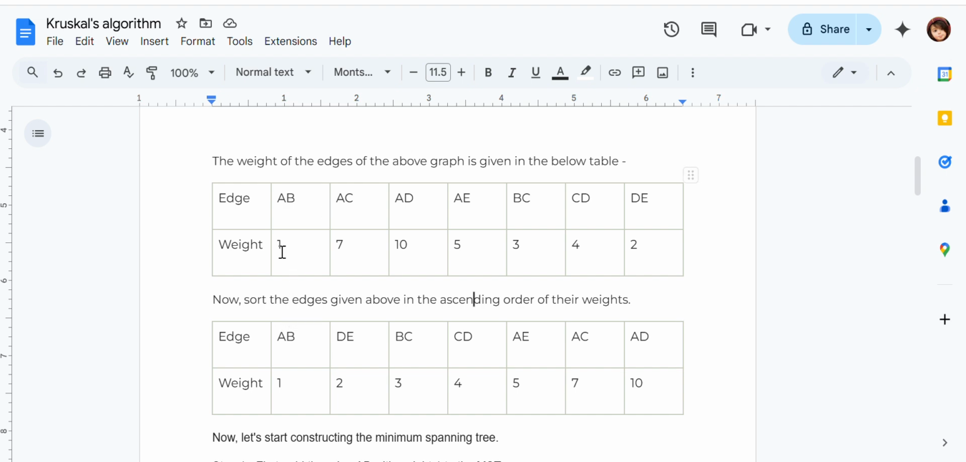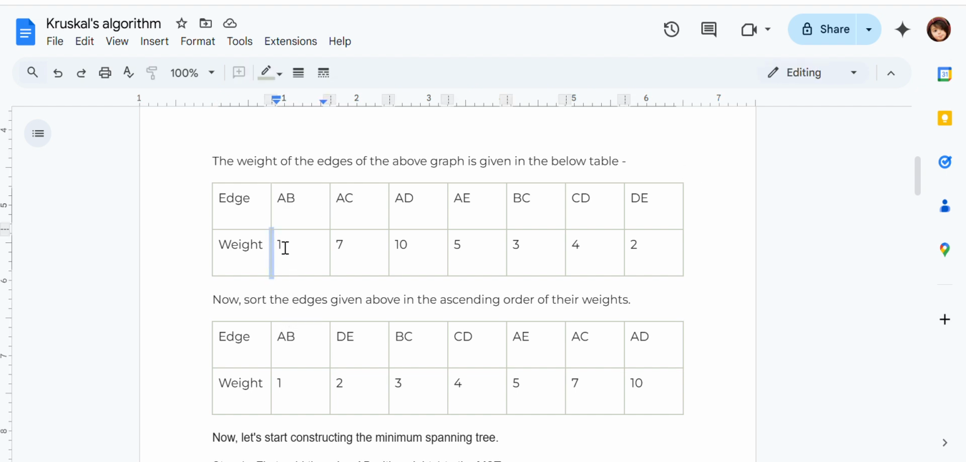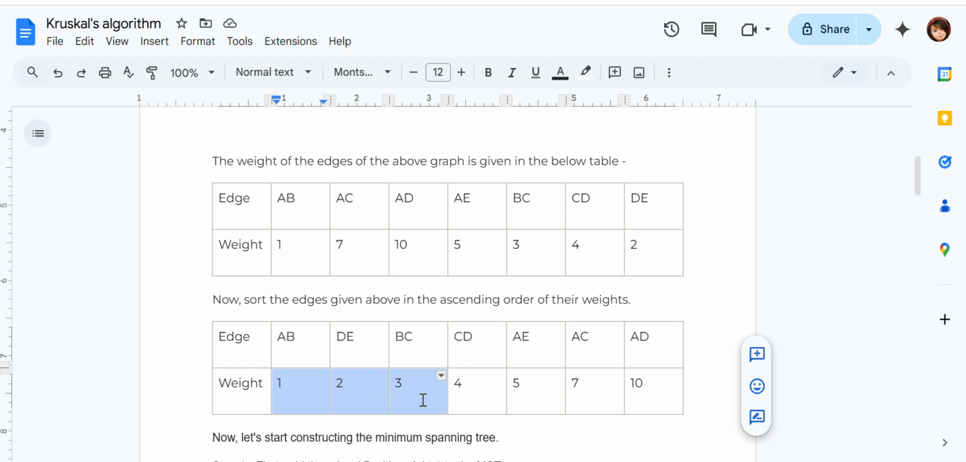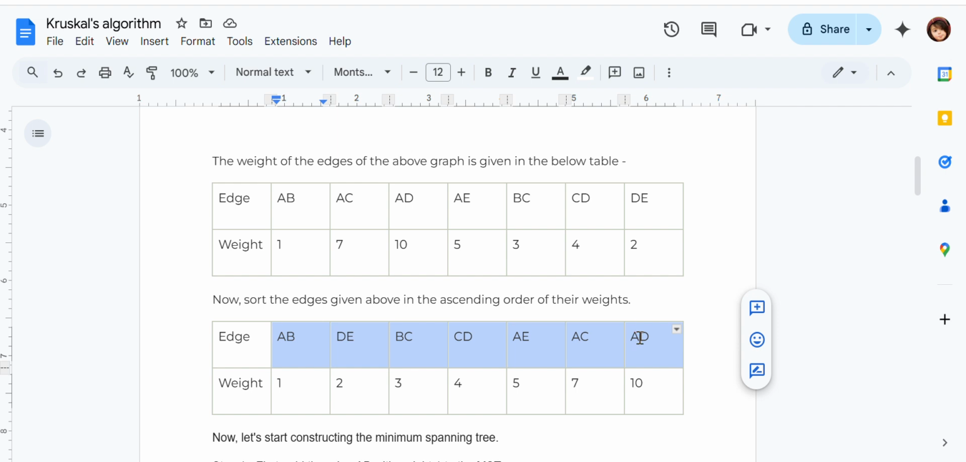So now you have to sort it in ascending order. Ascending order means from small to big. From here you can see the smallest is 1, so we have AB with 1, and the next after 1 is 2, here. So 2 comes after 1, and DE along with its edge you have to take, and sort it in the order. So you can see all the weights have been sorted in ascending order along with their edges. Okay, that's it.